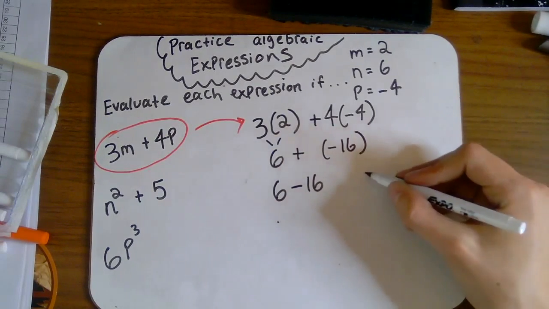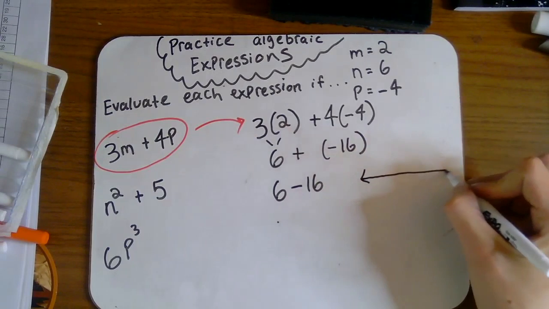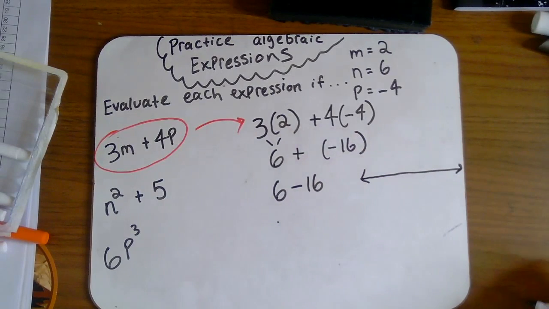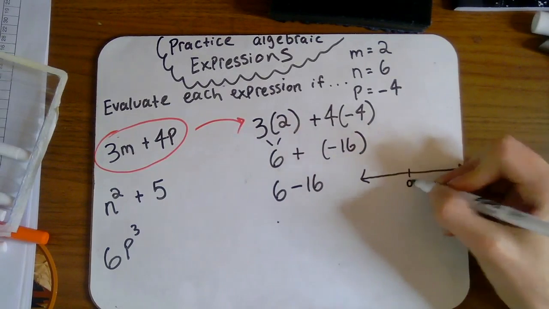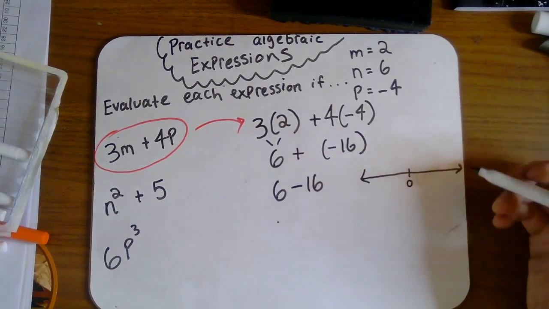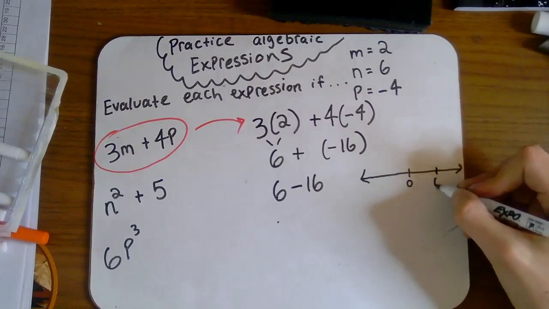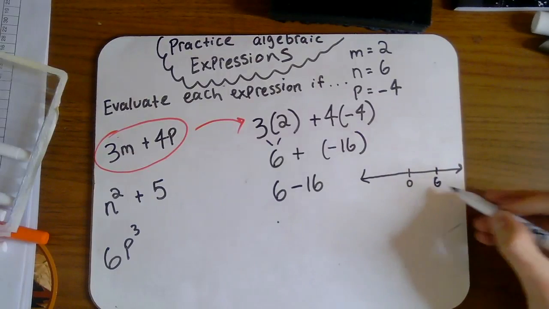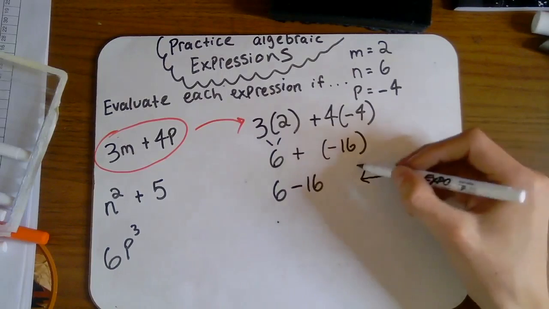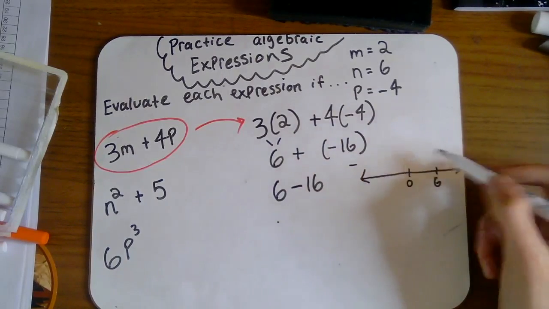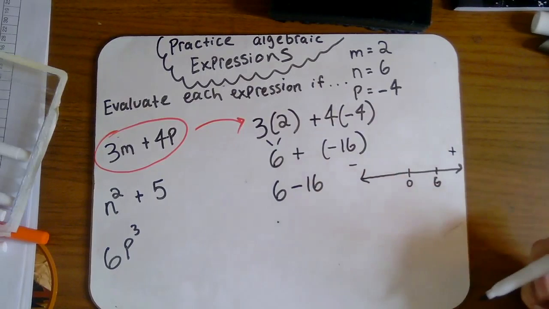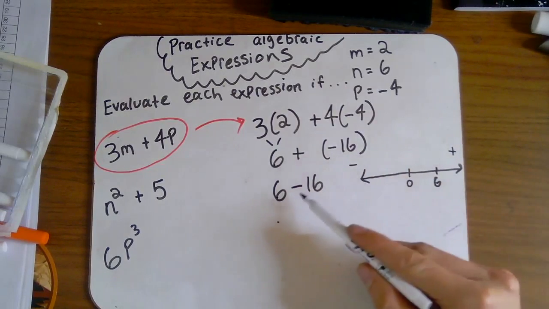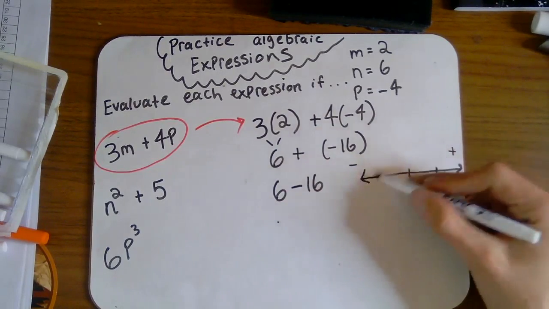And if you want to visualize what this means, I might draw a number line over here on the side and show you what 6 minus 16 looks like. So let's say we have 0 here in the middle, and I'm not going to count out every single unit, but let's just say 6 is over here on the positive side. And if we're subtracting 16, that means we're moving to the left. We're moving in the negative direction. This is the positive side to the right of 0. To the left of 0 is going to be negative. So if we want to subtract 16, we want to count 16 to the left.